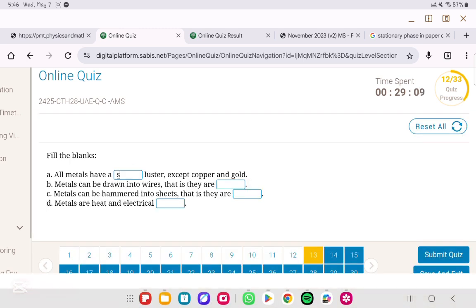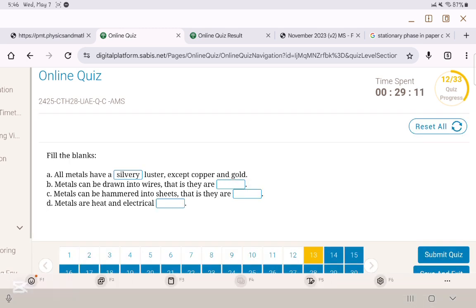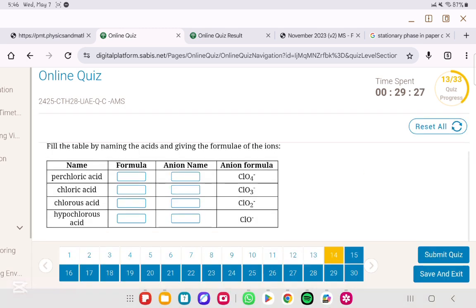All metals have a silvery luster. This is something you're supposed to know. Metals can be drawn into wires. That means they are ductile. They can be hammered into sheets. That means they are malleable. Okay, they are heat and electrical conductors. So these you are supposed to memorize them. Move on to question number 14.